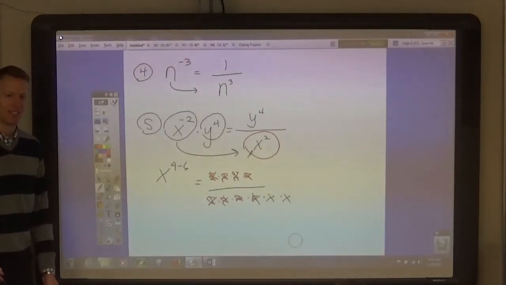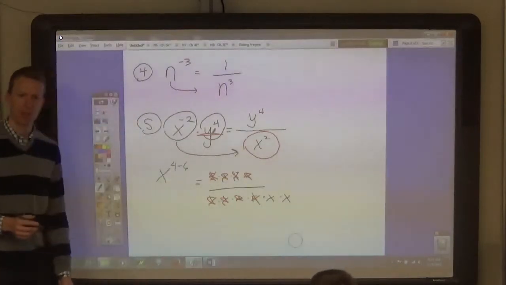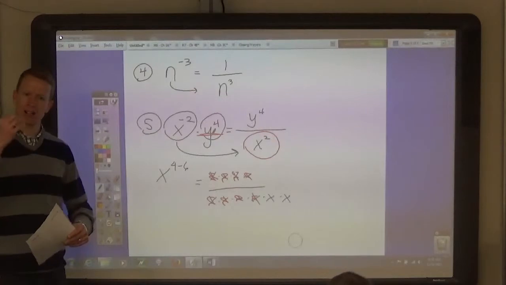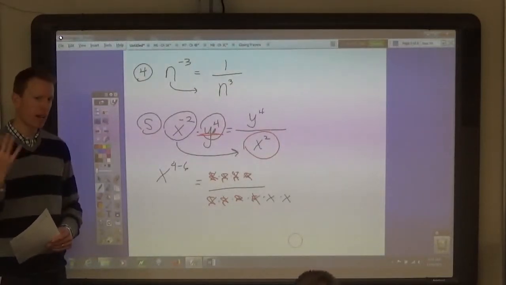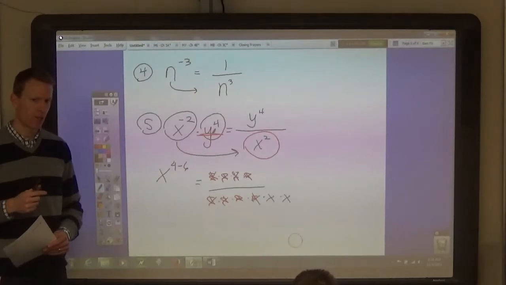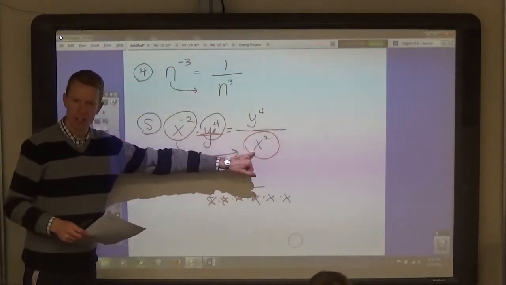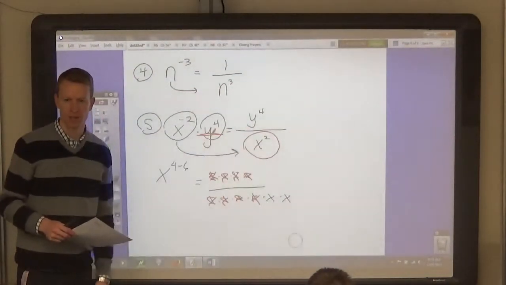Y goes to the top because it will be that times the 1. Y is already on the top. Whenever you have something written as a whole number, it's automatically over 1. It's automatically on the top. It's only when it's written below the denominator that it's on the bottom line. Okay?